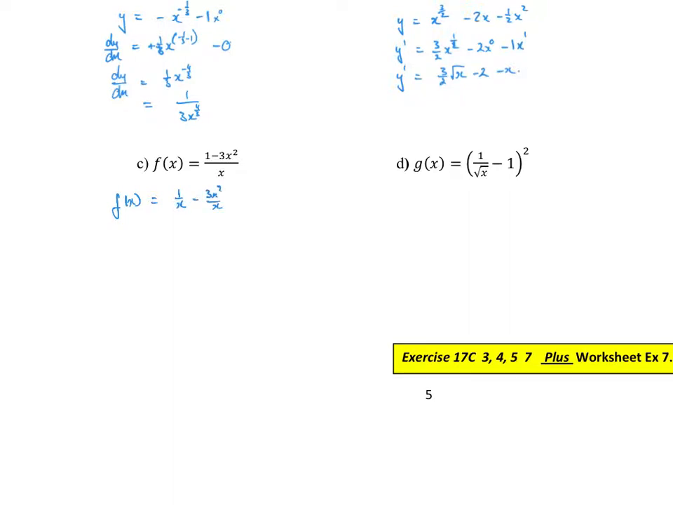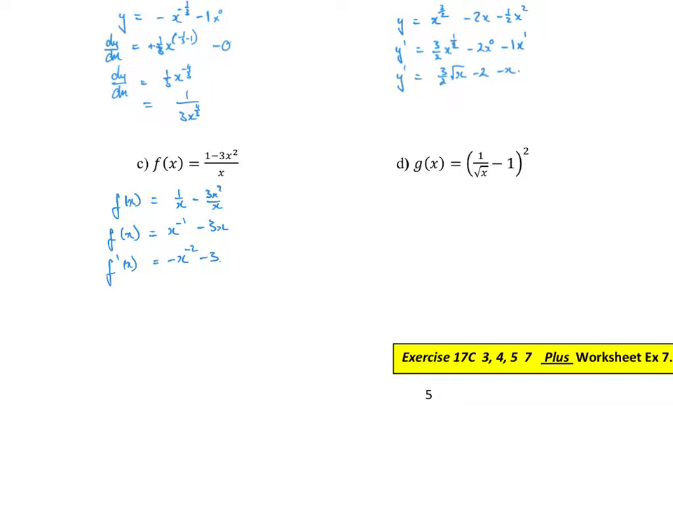Yeah, so x goes into 1 and x goes into negative 3x squared. So f of x is equal to x to the power of minus 1 minus 3x, because x cancels with the squared. Now let's differentiate. So I've got f of x, I'm going to put f dashed of x, minus 1 to the minus, take 1 from the power, so it becomes minus 1 minus 1, minus 3.